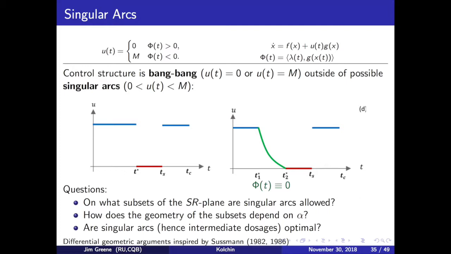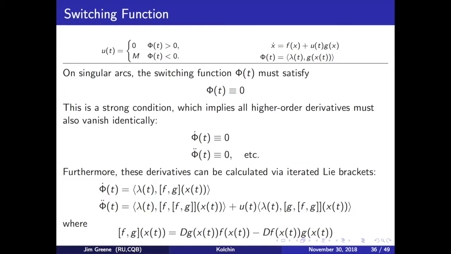So these are differential geometric arguments. Again, planar systems that essentially Sussmann did. Maybe this is a slight generalization, but very, very similar to what he did. Let's look at this. Okay, but again, the switching function on a singular arc must be identically 0. That's a strong condition because it implies that all the derivatives are 0. And furthermore, these derivatives can be calculated in terms of the Lie brackets. So the Lie brackets essentially determine the switching function and all of its derivatives precisely. Because the system is control-affine.